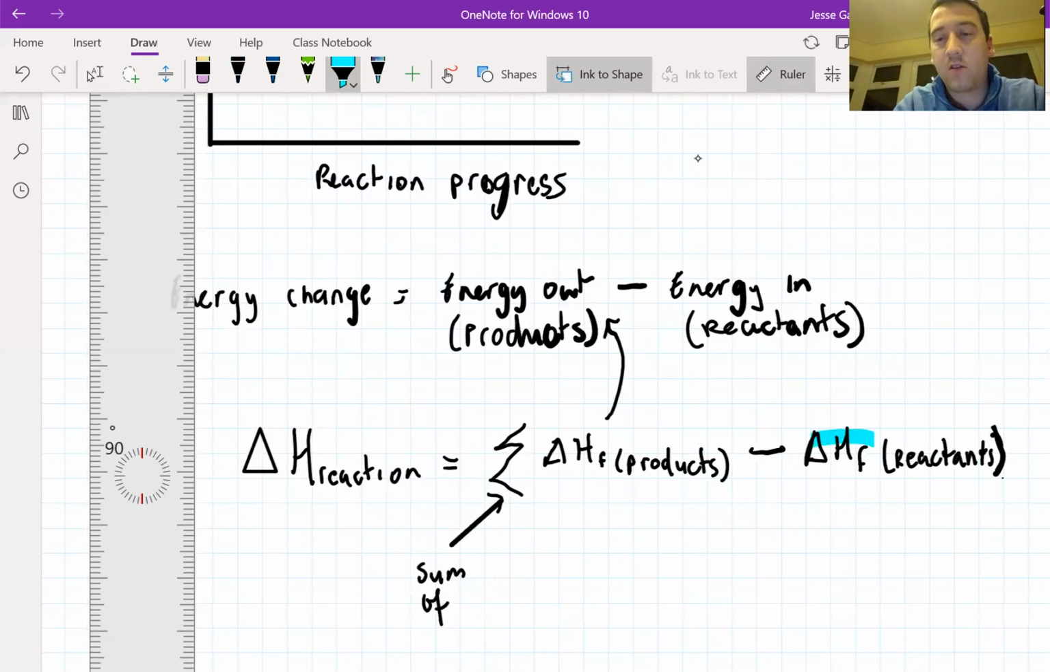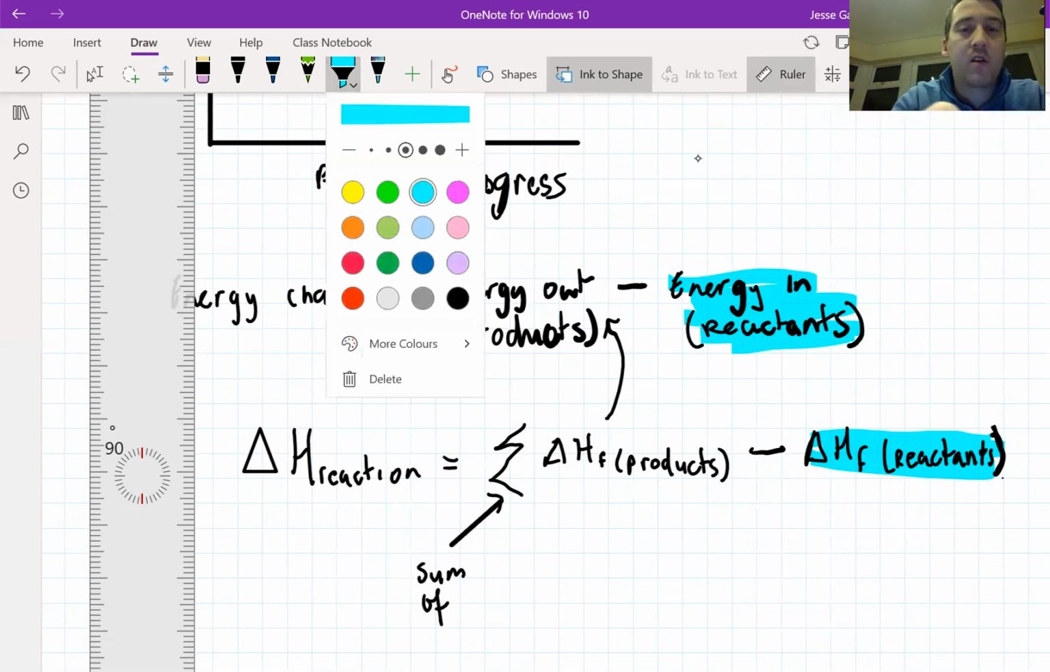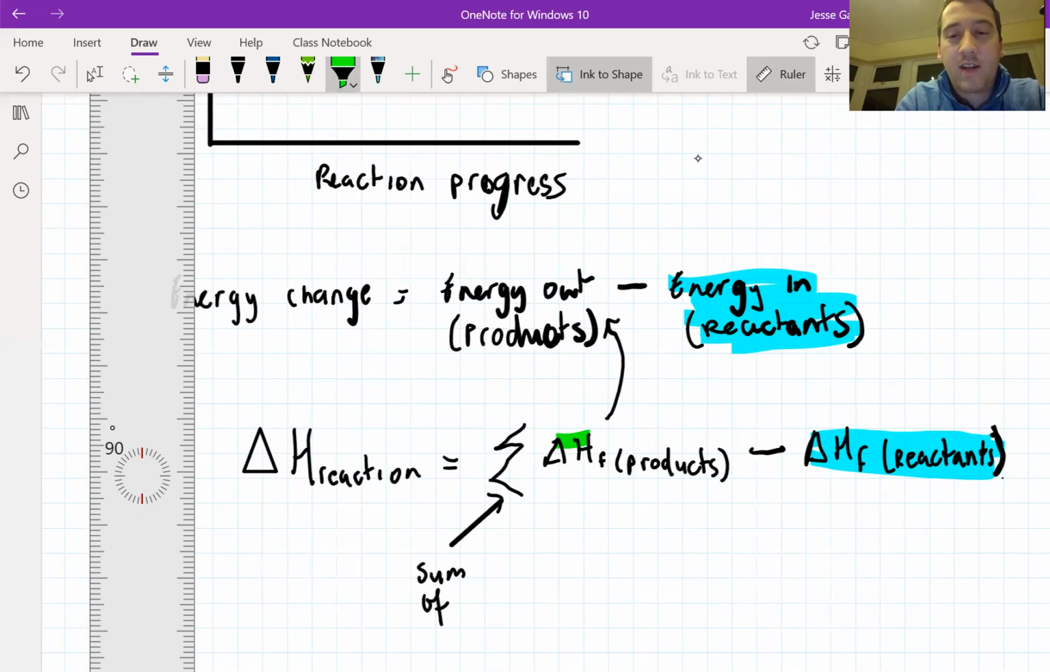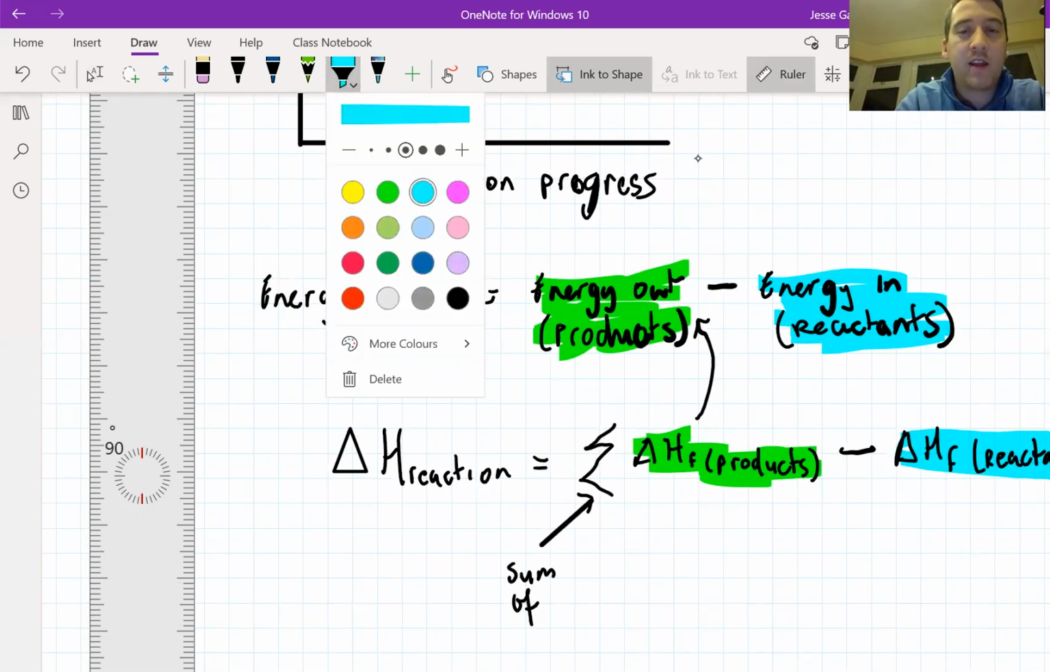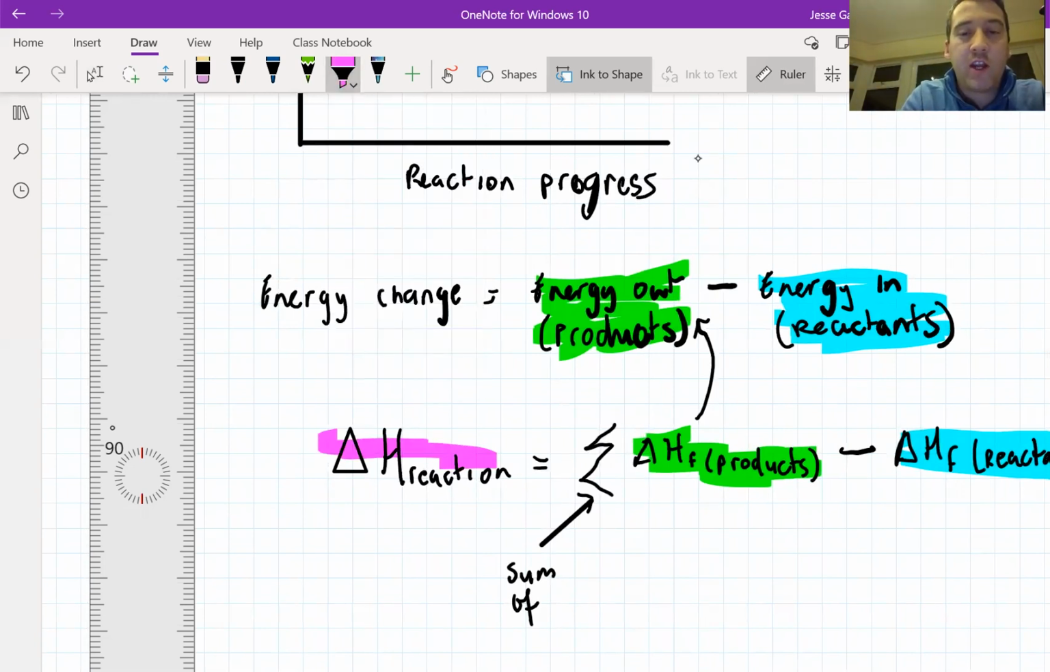So I'm just going to highlight those to make them match. So delta H of formation, delta HF of the reactants, is equal to the energy in of the reactants. Different color. Delta H of formation of the products is equal to the energy out of the products. And lastly, the delta H of the reaction is the same thing as saying the energy change for the reaction. Okay, so those match up.